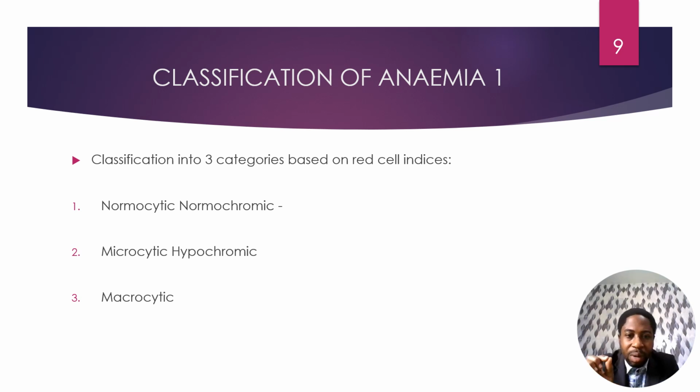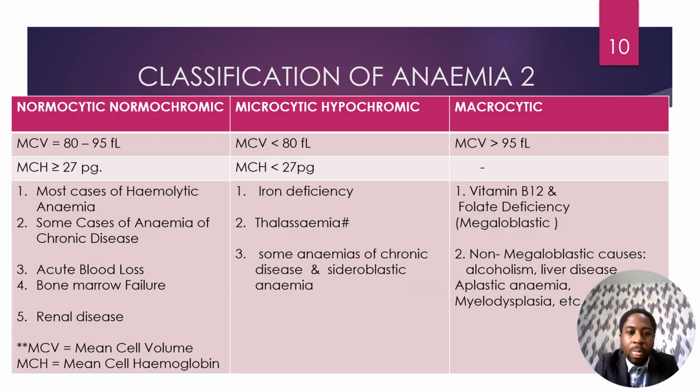So based on red blood cell indices, anemia can be classified into three major categories. We have 1, normocytic normochromic anemia, 2, microcytic hypochromic anemia, and 3, macrocytic anemia. So let's take them one after the other. Let's have a look at this table. The first column is normocytic normochromic anemia.